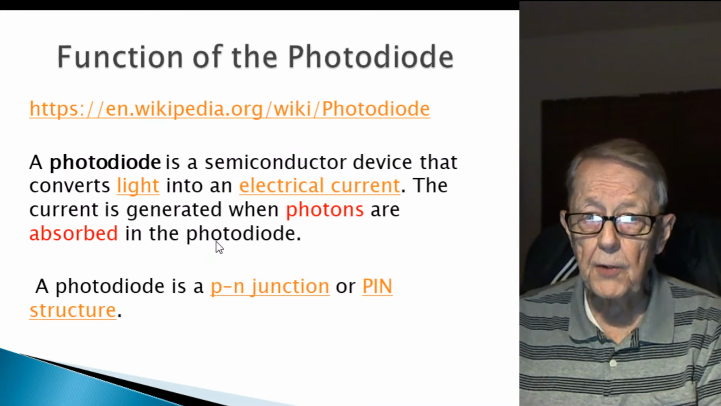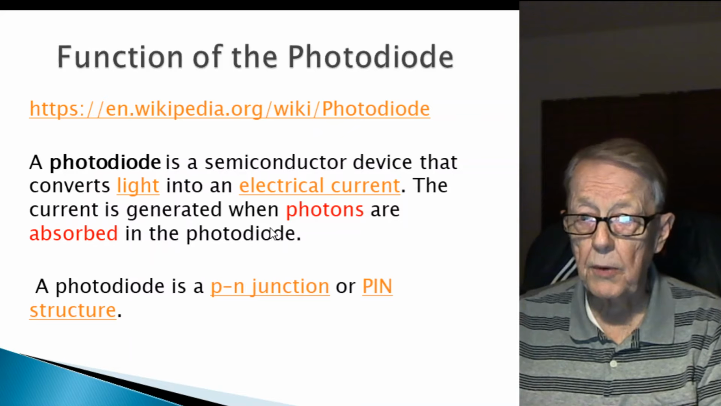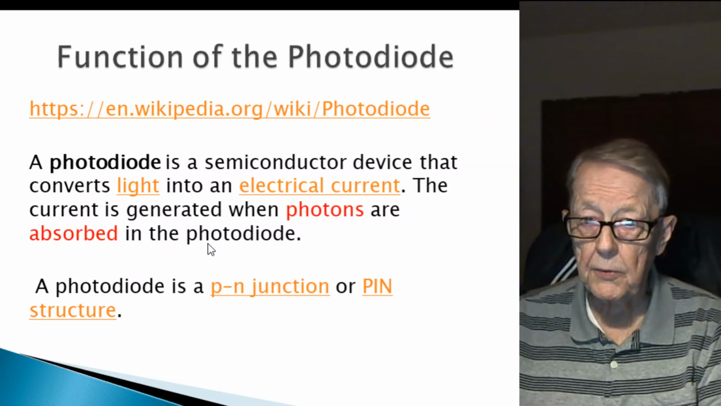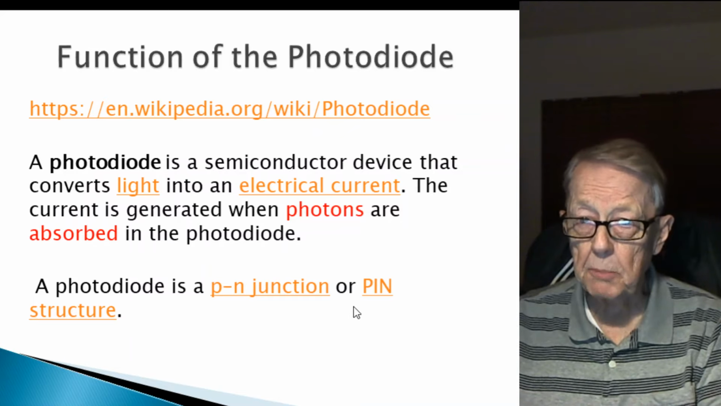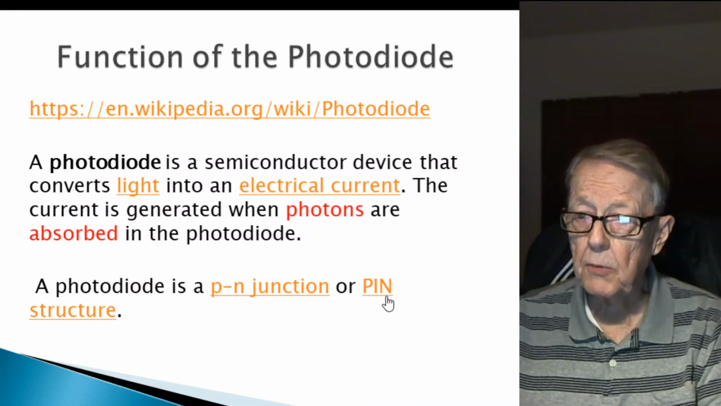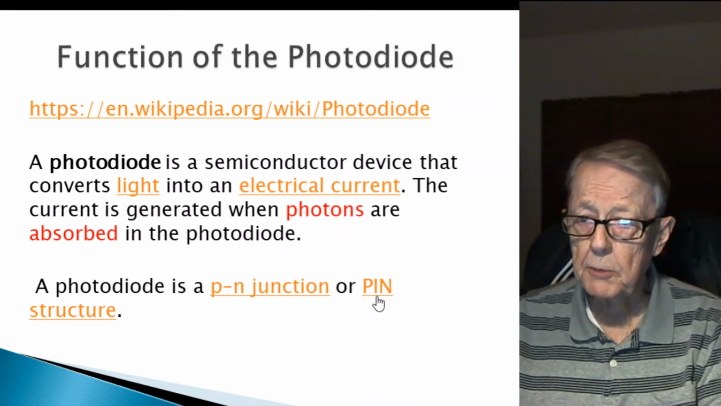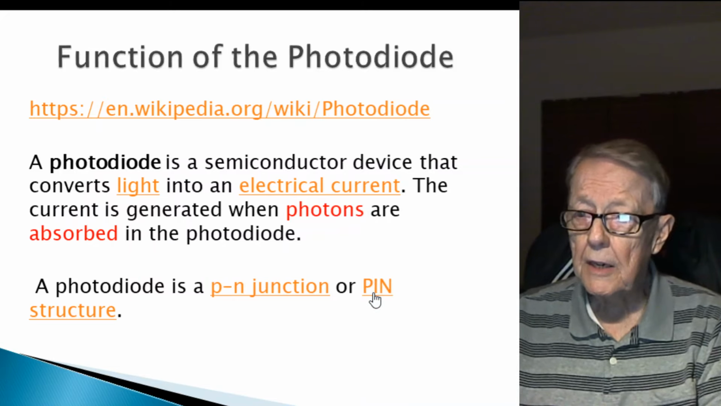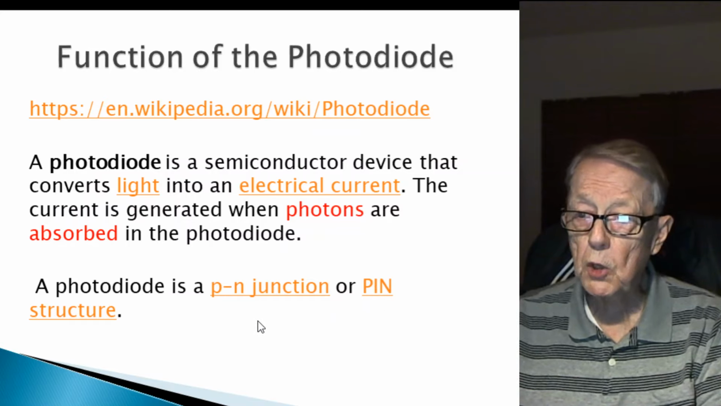Okay, so the function of the photodiode, as described by Wikipedia, is that it's a semiconductor device that converts light into electrical current. The current is generated when photons are absorbed in the photodiode. As with all the other diodes, it can be made with a p-n junction, but in particular, they're often made with a different structure. Not only does it have a p-type region and an n-type region, but in between there's a larger region called the intrinsic region, and that's the area where they claim the current is being generated.